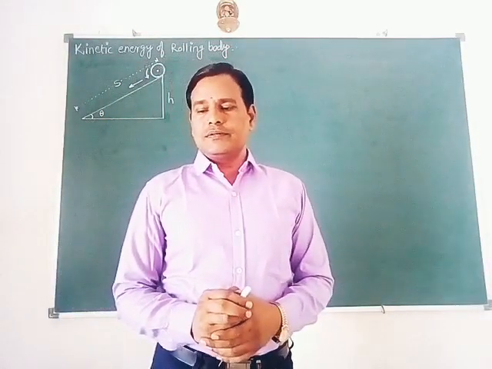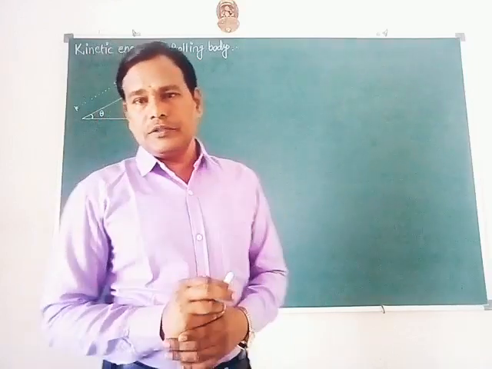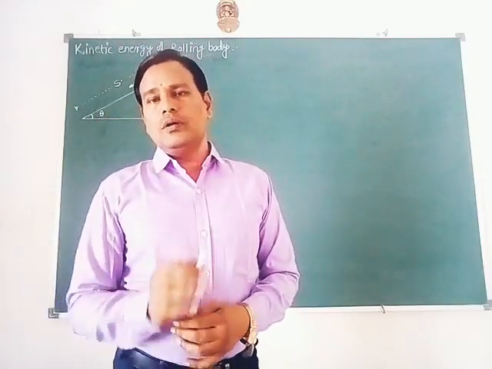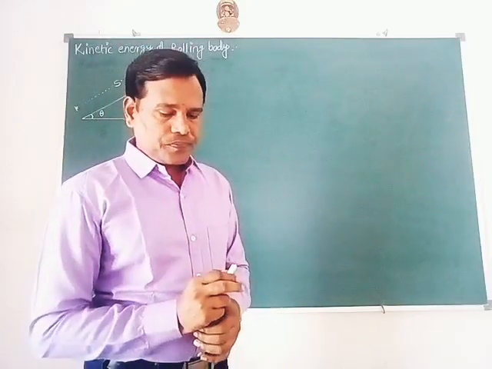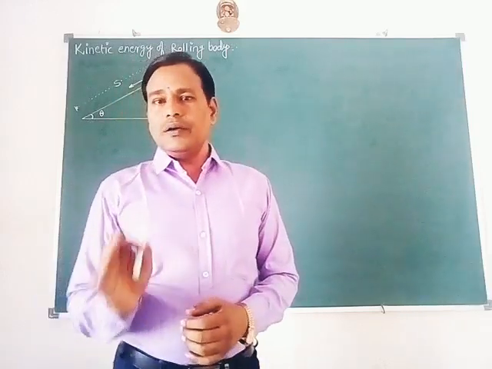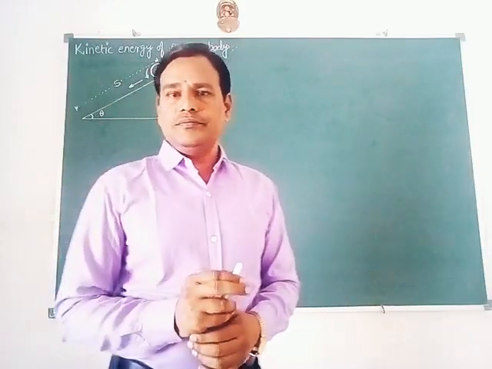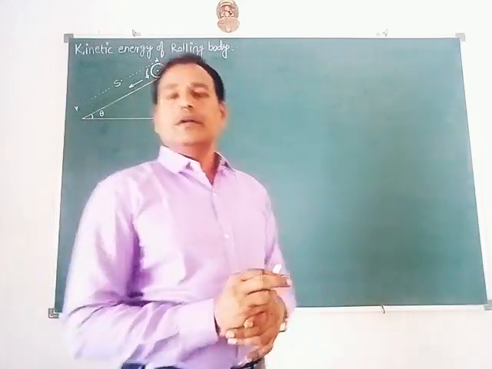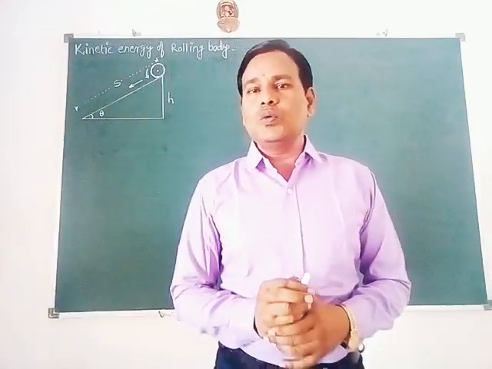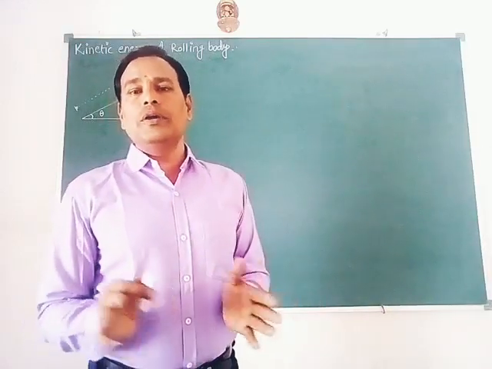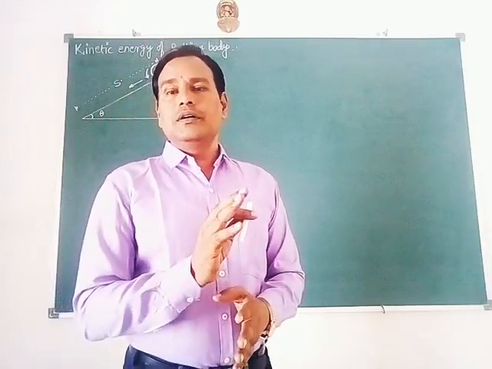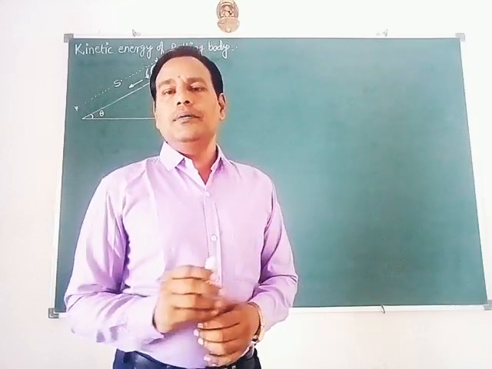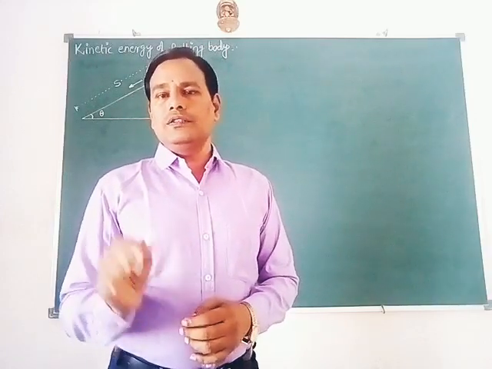So friends, in our last lecture we learned about the kinetic energy of rotating body. We obtained the relation: kinetic energy of rotating body equals half I omega square, where I is moment of inertia and omega is angular velocity.